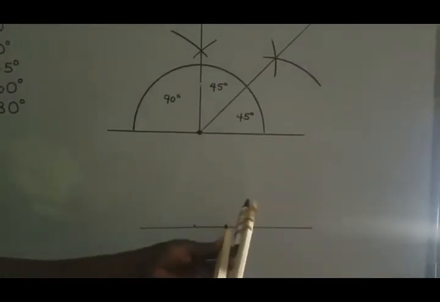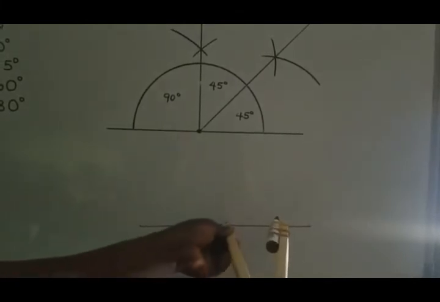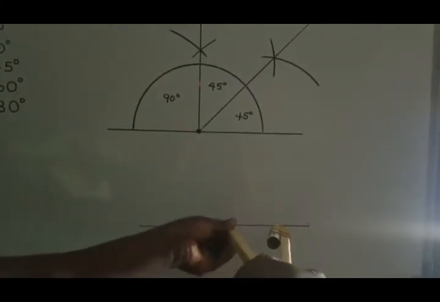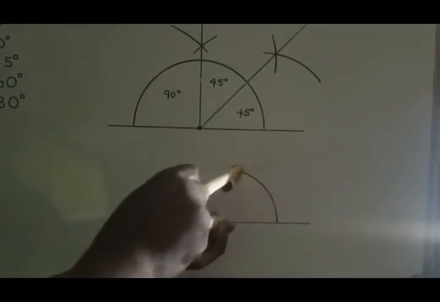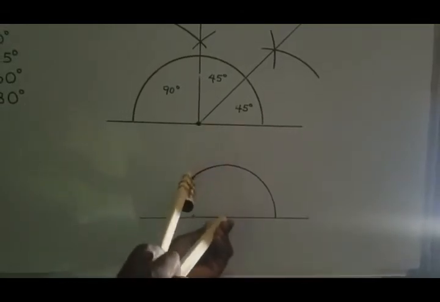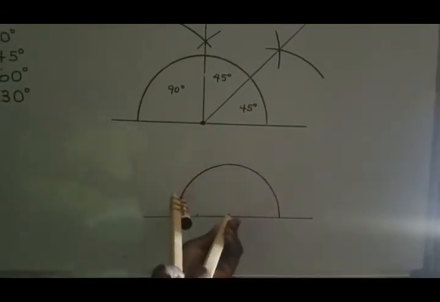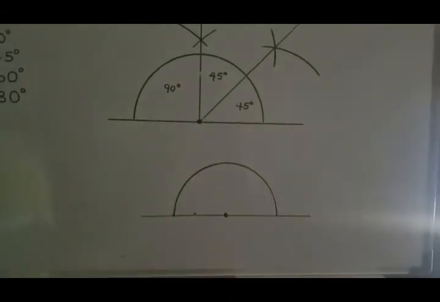We are using the center. So put your pin hand there and then draw your 180. Remember that your 180 will start from this line, and then we take it to the side. Take it to the side. That is 180 degrees. Good.